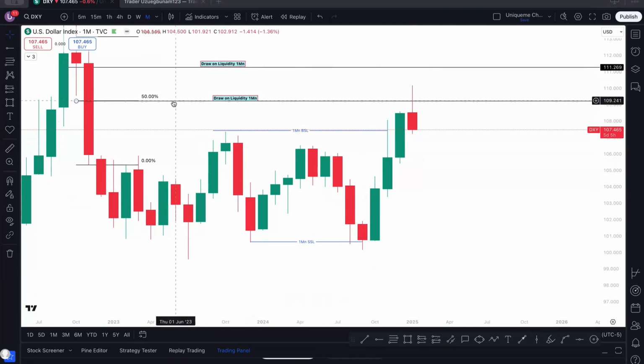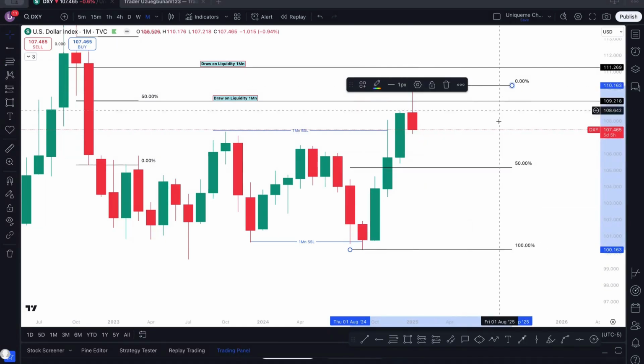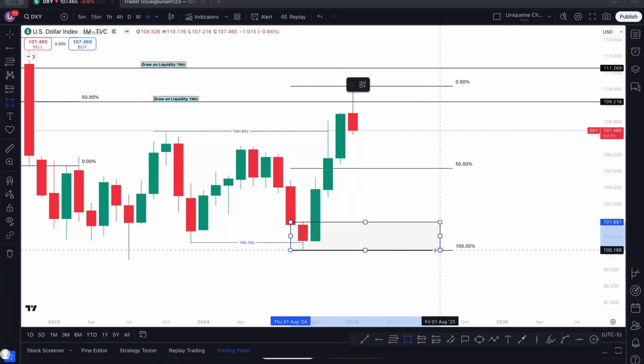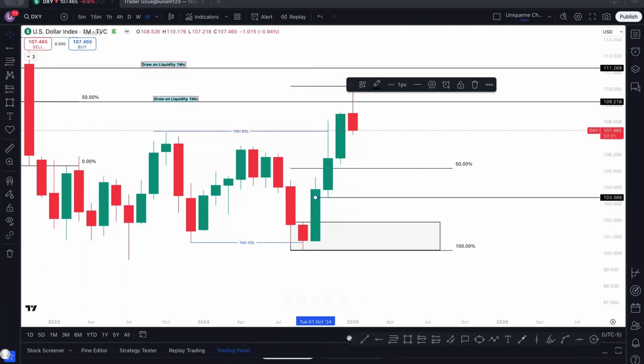Now the next point is when you're doing a top-down analysis, your main focus should be where is price coming from, and where is price going to. And price has touched our draw on liquidity on 1 month. I'll take my Fibonacci here, and I'll do it from the low to the high. Now the rule states that we buy low, sell high. At this particular moment, what do I have here? I have an order block. That is the first one here. And what do I have here? I have a fair value gap.